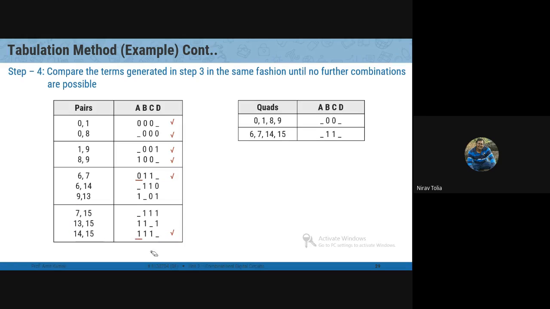So again 6, 7, 14, 15 come. Now again we have to check the dash at the first place: 6, 14, 7, 15. So we already have 6, 7, 14, 15. In these two also, those minterms are there, 6, 14 and 7, 15.